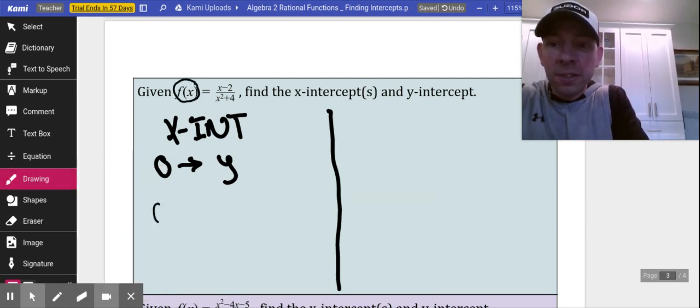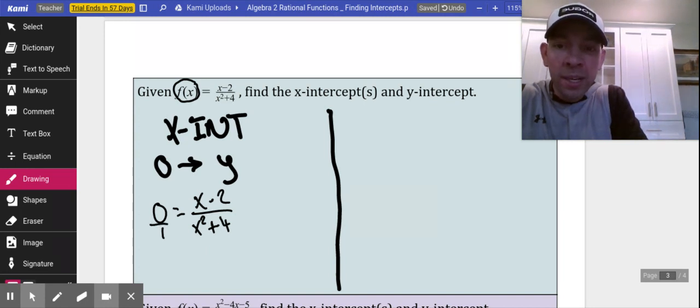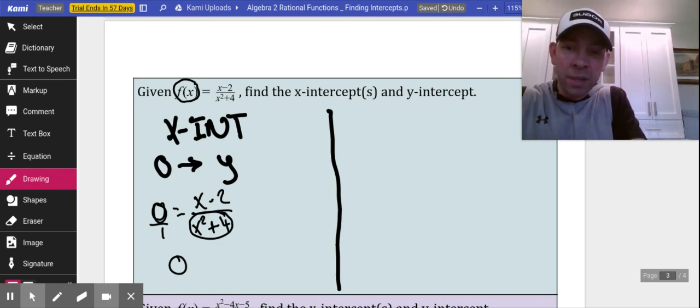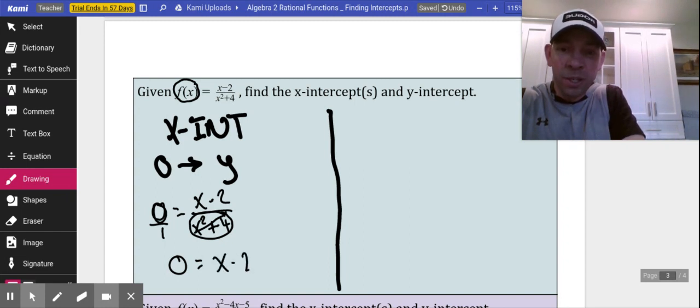So if I said 0 equals (x - 2)/(x^2 + 4), that 0 could be written as 0 over 1, and then we could cross multiply. When you multiply 0 times this expression right here, they cancel out and make 0. So every time you go to cross multiply, that denominator is going to get canceled, and we're just left with this expression.